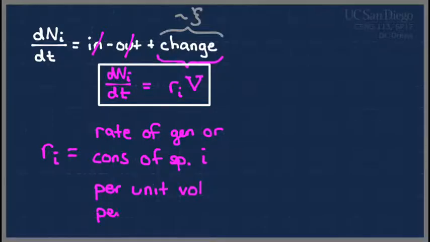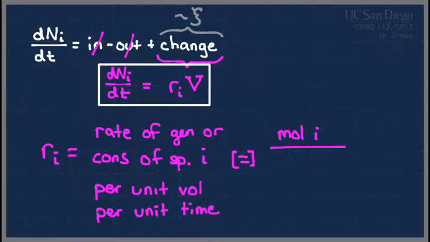And per unit time. That's not an either or, it's both. As a result, the units of R sub I end up looking like moles of I divided by something like time, whatever that time term happens to be, times a volume. So a typical unit for R sub I is moles of I per liter per second, something like that.